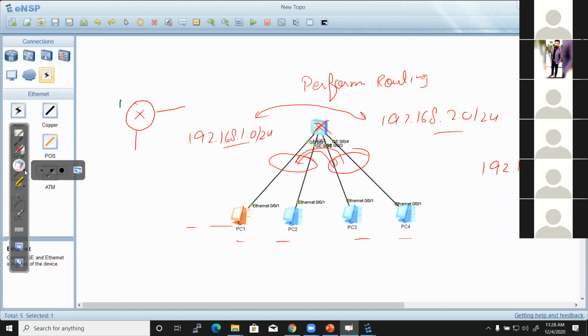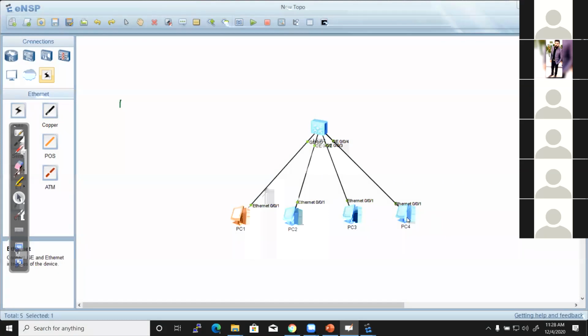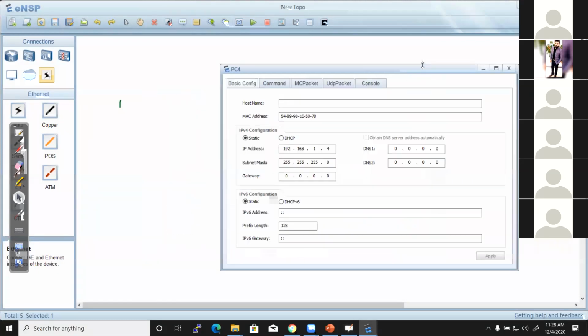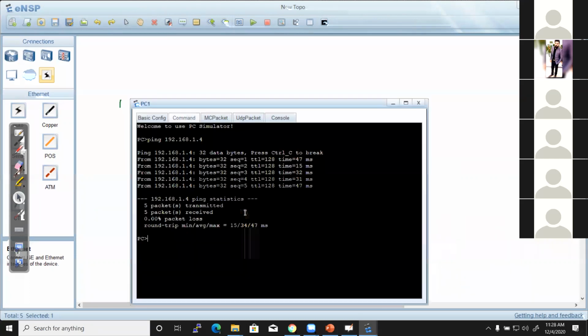For example, if I'm changing the network of this PC4 and then I will try to communicate with 2.4, you can see I'm not able to communicate with that PC because it belongs to some different network. It's not in the same network. You're getting my point.